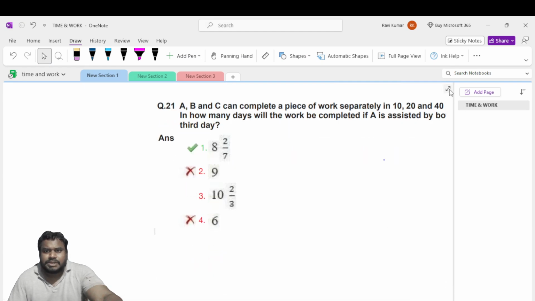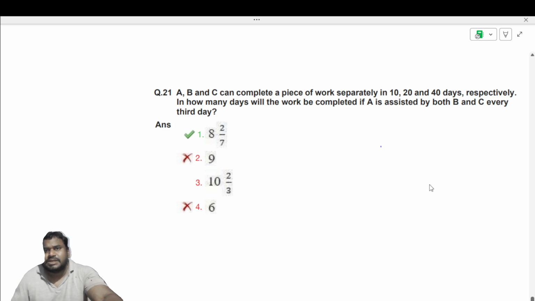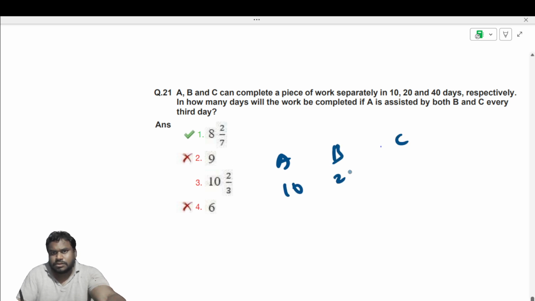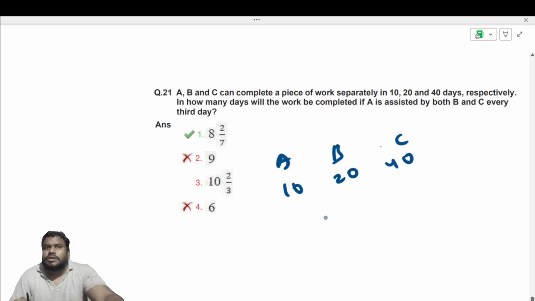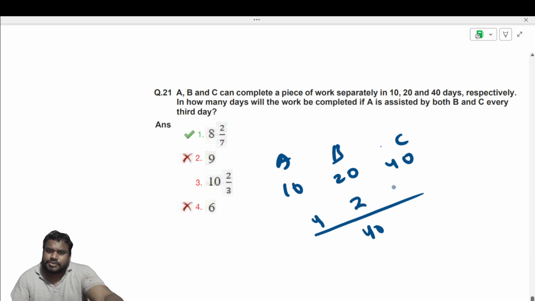A, B and C can complete a piece of work separately in 10, 20 and 40 days respectively. In how many days will the work be completed if A is assisted by both B and C every third day? So first we'll take the LCM. So LCM is 40, and so here 40 by 10 is 4, 40 by 20 is 2, 40 by 40 is 1. So 4:2:1 are their efficiencies.